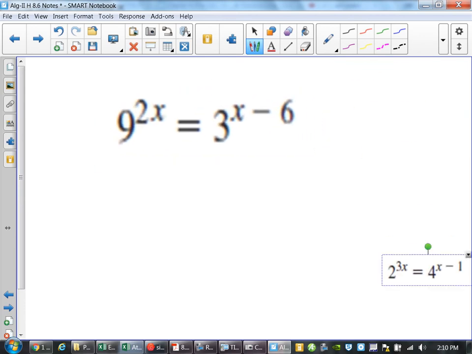I have 9 to the 2x equals 3 to the x minus 6. Get the common base. 3. So you only have to rewrite one of them.